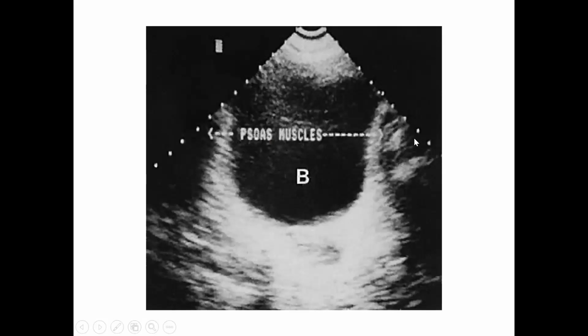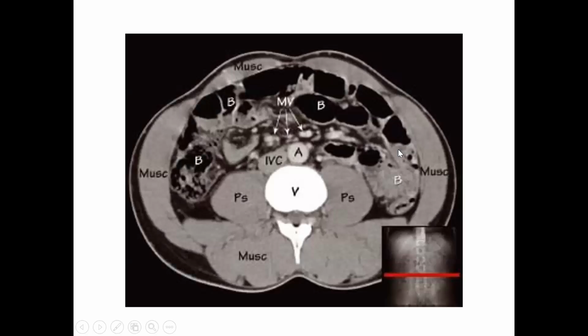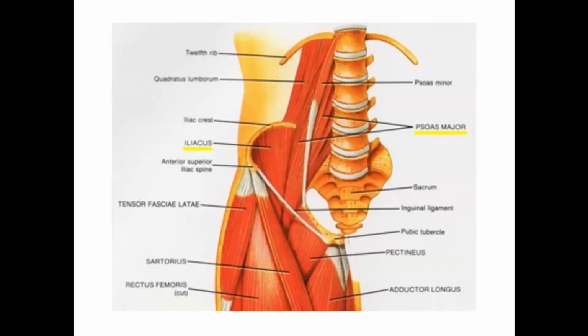So terrible image, but here we are in transverse. Here's our urinary bladder right in here, and we're seeing the psoas in cross section on the lateral aspects of our patient. Here we are in cross section again. Here, vertebral body, artery, IVC. Here's our psoas in cross section. So they run superior to inferior. Iliacus is going to be a little bit more lateral than the psoas. The psoas are going to be towards the spine, towards the medial aspect.